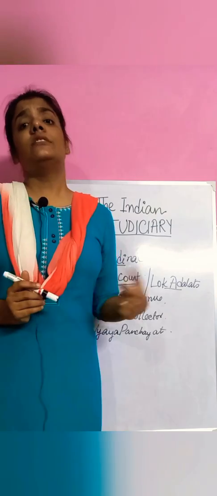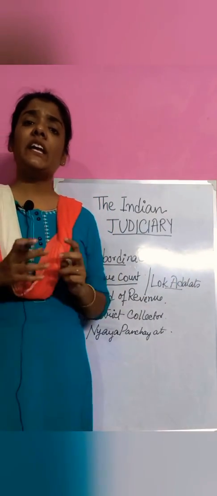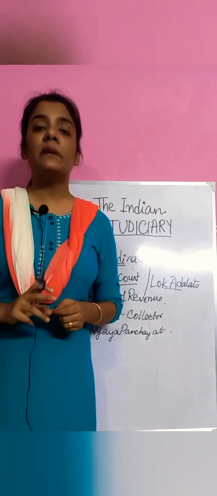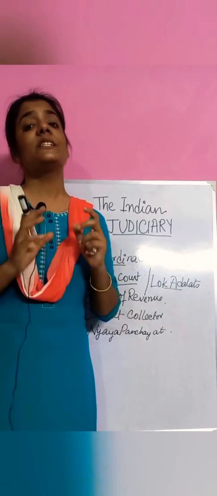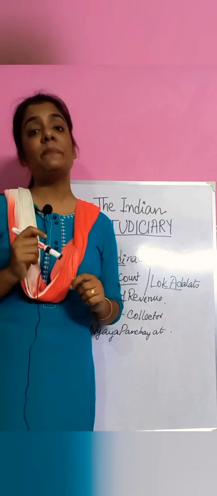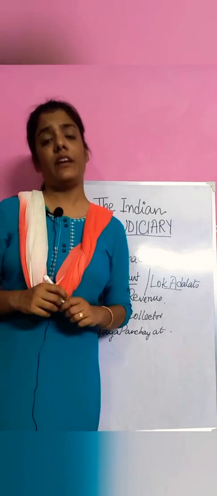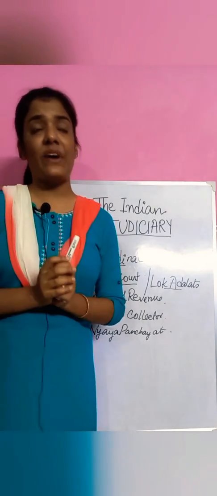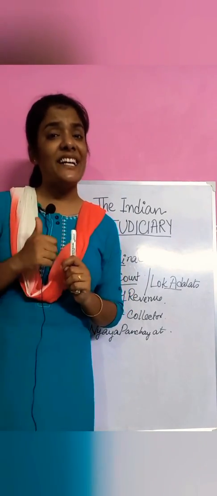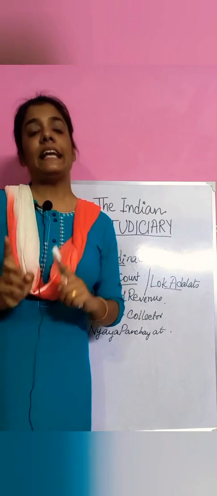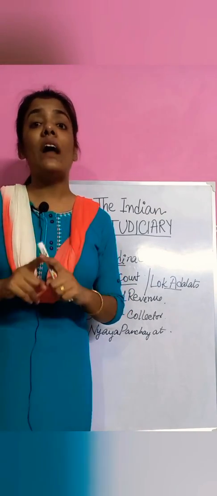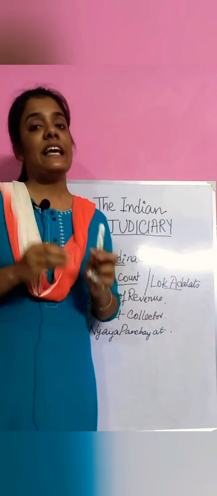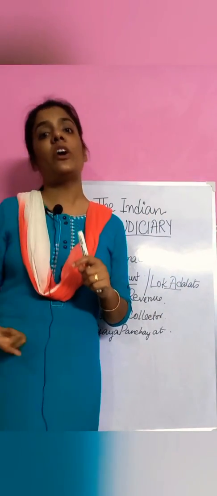See students, the Lok Adalat was set up in India for the first time in the year 1985, and it is believed that the Lok Adalat provides cheap and speedy justice to the people of India. It first met at New Delhi. In a single day, the Lok Adalat solved around 150 cases. And usually the Lok Adalat gives its verdict on the spot itself.